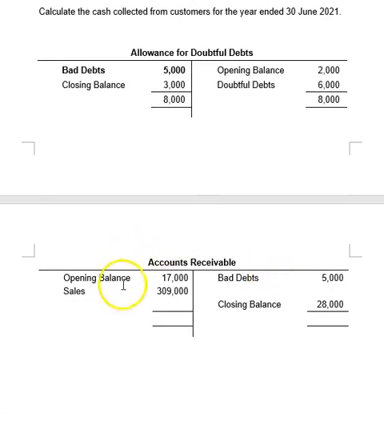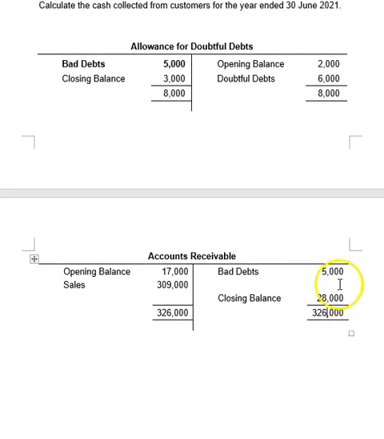So on the debit side, you have 326,000, and on the credit side you're supposed to have 326,000 as well. The total must be the same. So I need to find out this missing piece over here, and this missing piece is our cash at bank. How do we find out our cash at bank? First of all, we put in our cash at bank. Then we take 326,000 minus 28,000 minus 5,000, and at the end of the day we will have 293,000. So this 293,000 is the amount that you receive from your debtors.